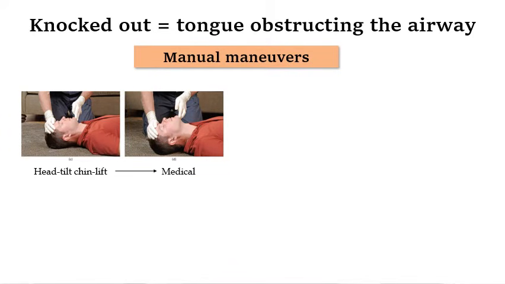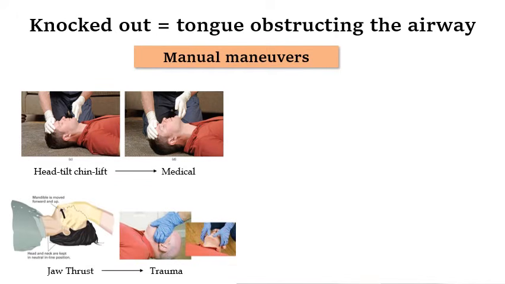So to manually open the airway, to get the tongue off the back of the airway, we're going to do that head tilt chin lift. Now with the head tilt chin lift, the entire head, as you can imagine, is moving, but we don't really want to mess with the head in the case of trauma, which is when we'll do our jaw thrust.